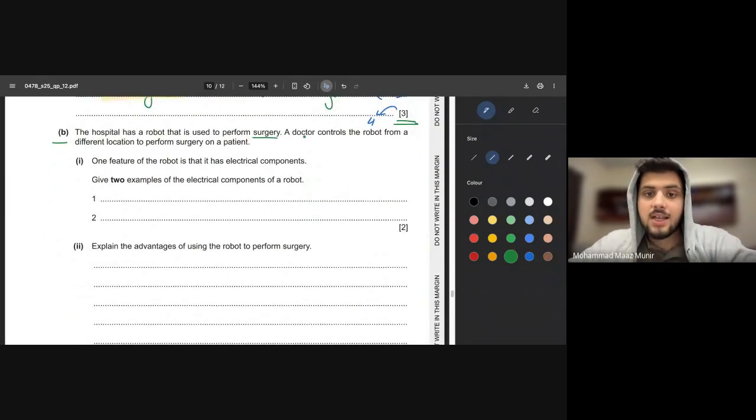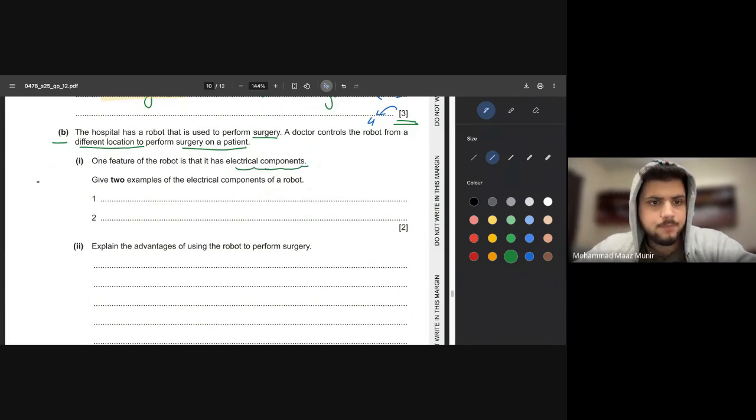to perform surgery, and that a doctor controls the robot from a different location to perform a surgery on a patient. And now it's saying that one feature of a robot is that it has electrical components. Give 2 other examples of the electrical components of a robot. Okay, so we need to give two examples of what electronics might be used up there.